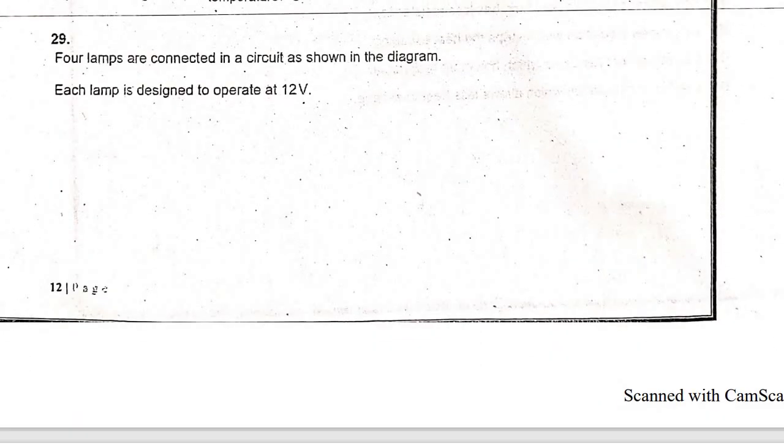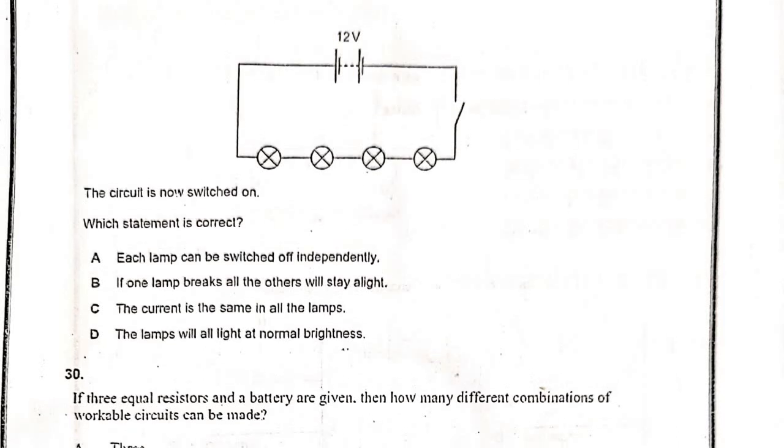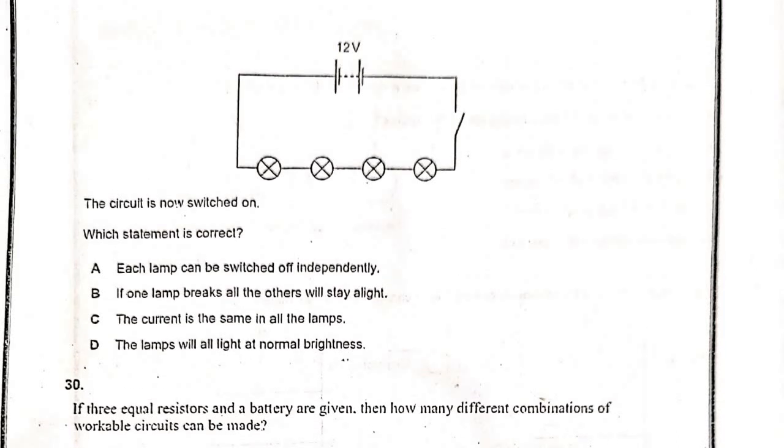Question number 29. Four lamps are connected in a circuit as shown and each is operated at 12 volts. The circuit is now switched on, which statement is correct? So each bulb is made to work on 12 volt. So we have to identify the correct statement. Each lamp can be switched off independently. This is incorrect because in the series combination we have one switch, so all these bulbs can be switched on and off together.